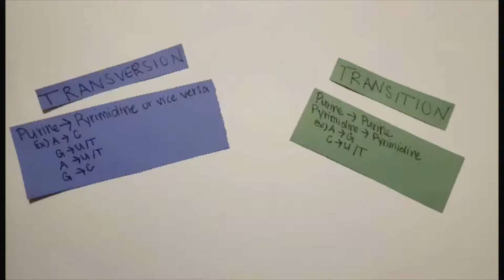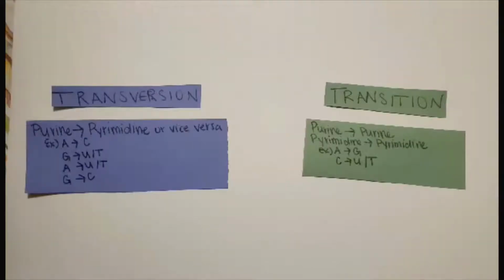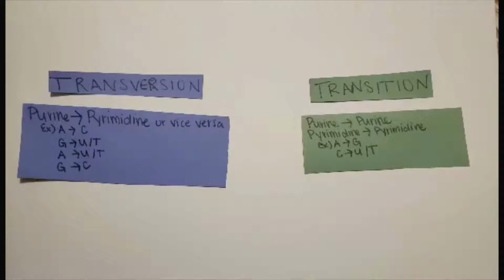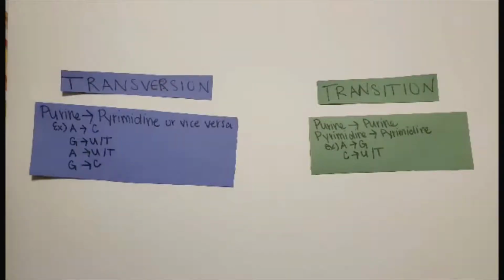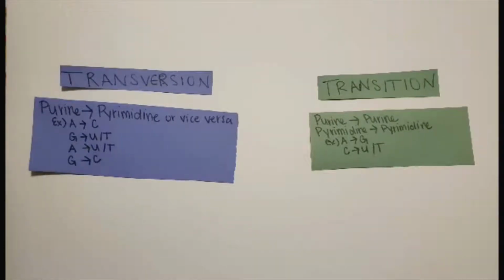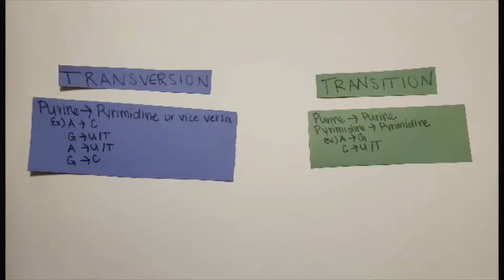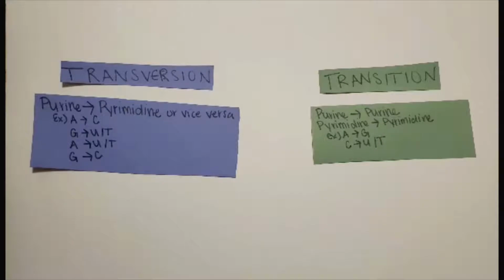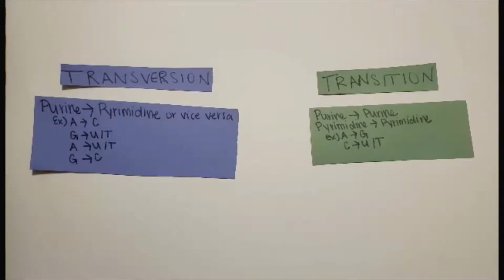For example, this occurs if an A or G mutates to a C, U, or T, or vice versa. Now let's go over transversions. Transversion mutations occur when a pyrimidine mutates to a purine or vice versa. So an example of this would be an A or G to a U, T, or C, or vice versa.